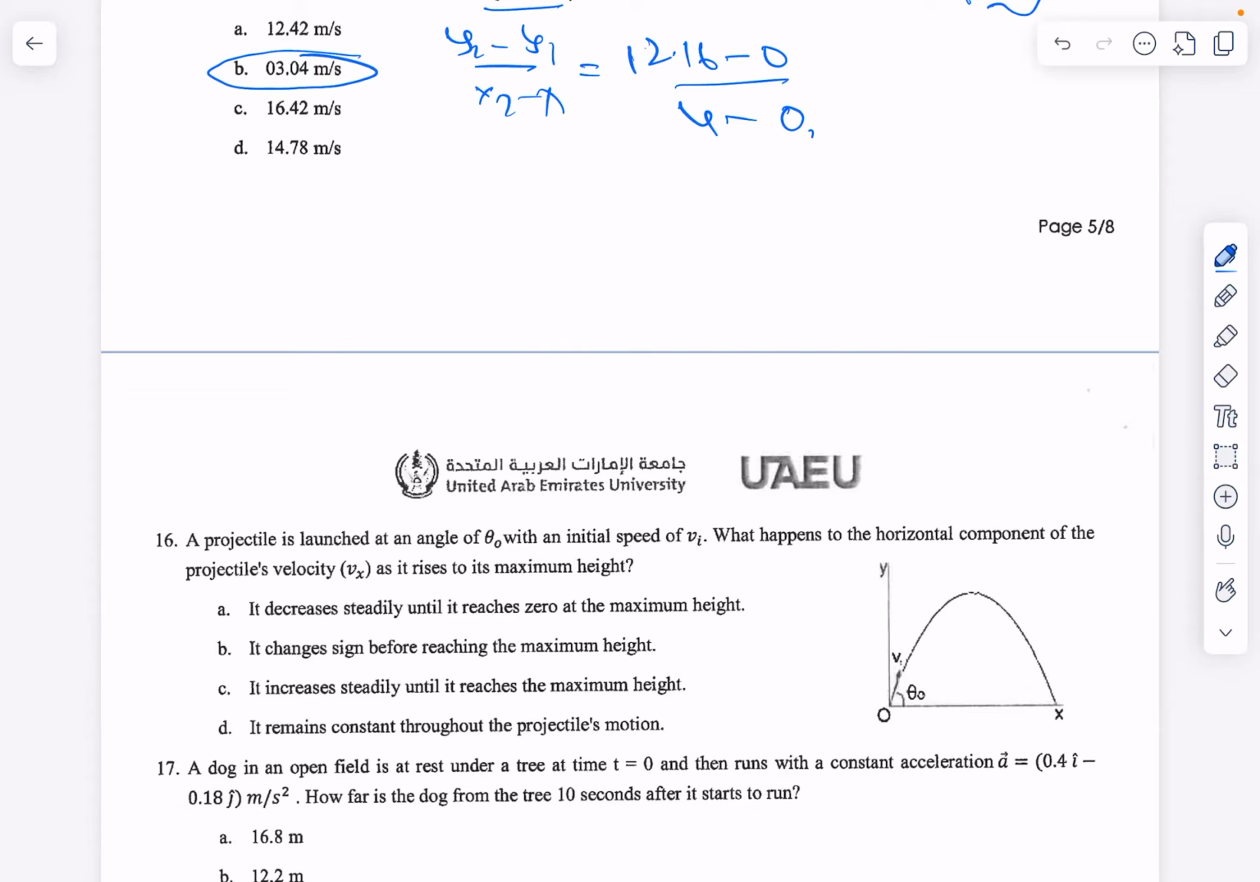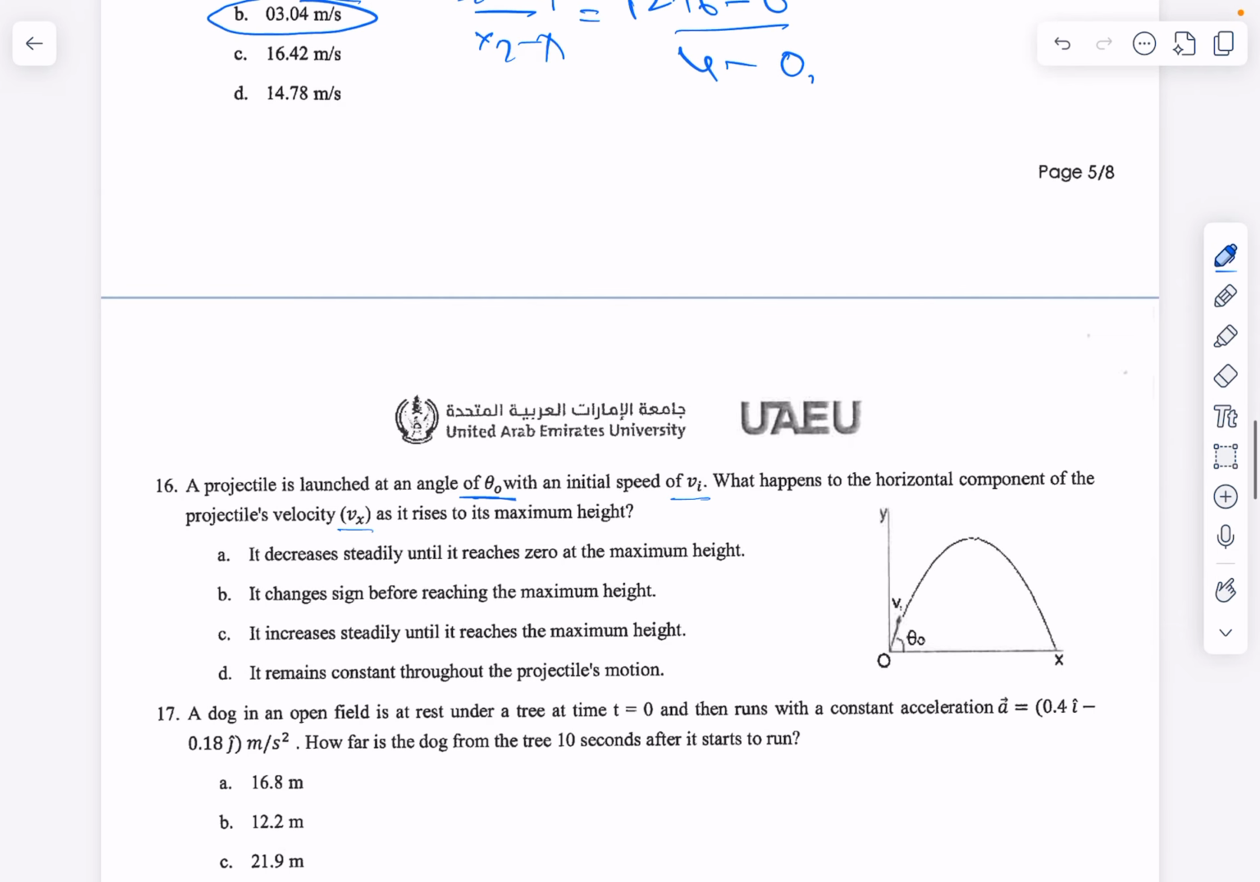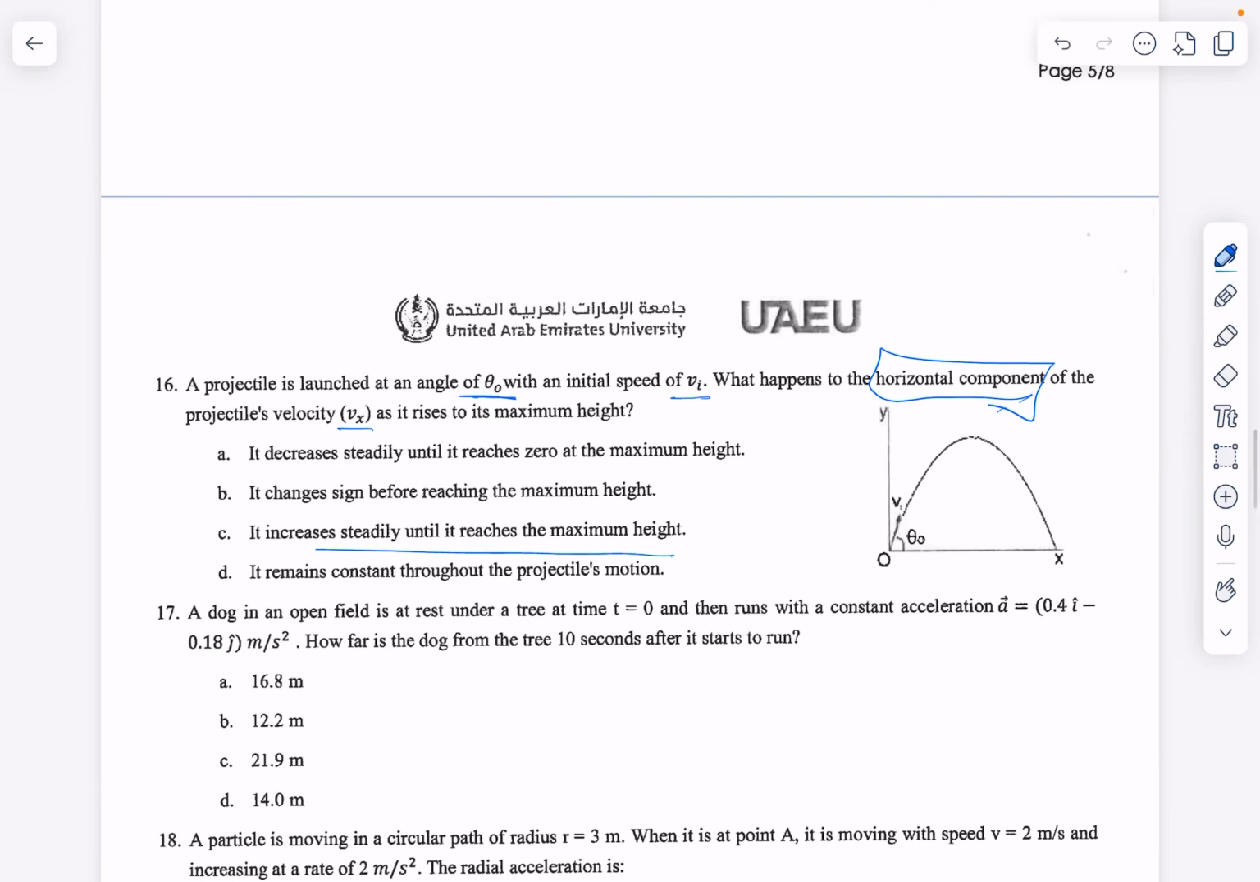Next is 16th. A projectile is launched at an angle with velocity vi. What happens to the horizontal component of the projectile velocity vx as it rises to the maximum height? It decreases, it changes sign before reaching the maximum height, it increases steadily, or at the maximum height it remains constant throughout. So which component? Horizontal. So the horizontal component always remains the same.